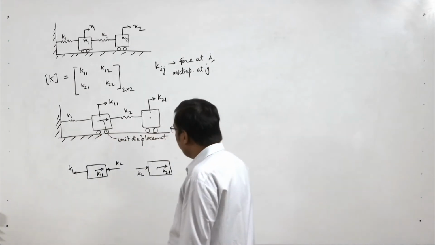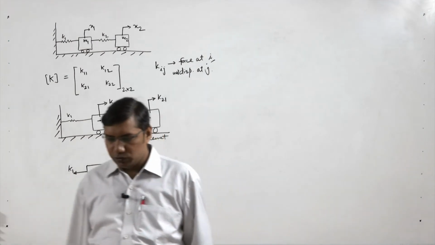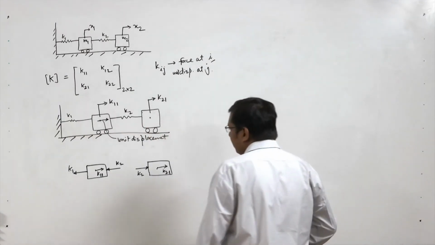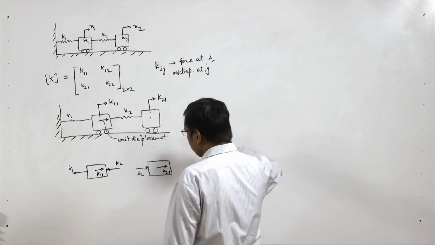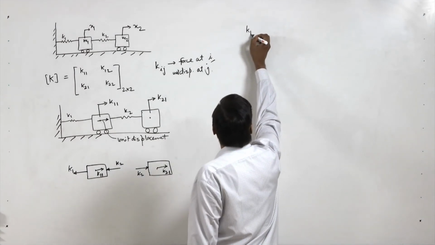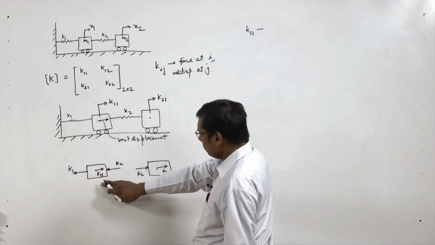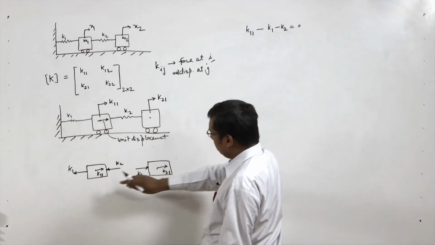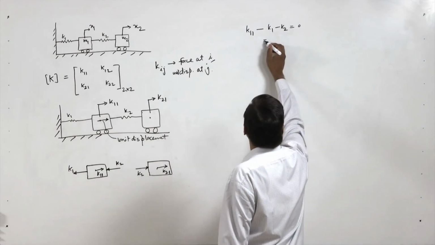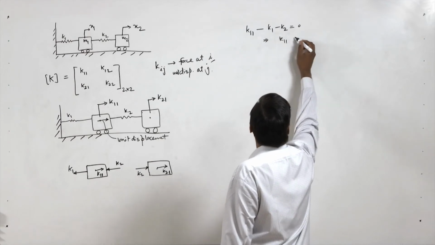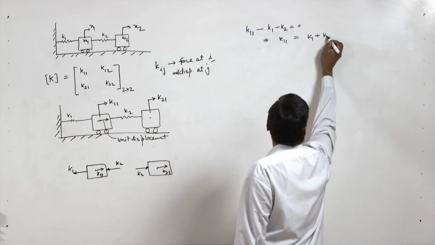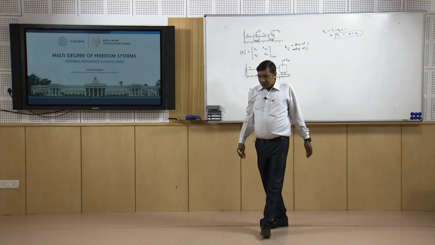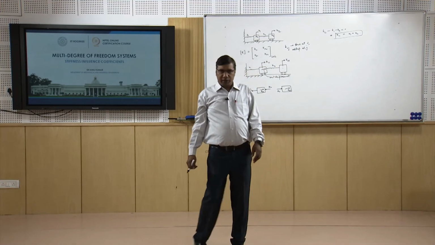So now if we write the equilibrium equations for these two free body diagrams, two masses, for this first one we will have K11 minus K1 minus K2 equal to 0. So this implies K11 equal to K1 plus K2. So this is one stiffness influence coefficient that we have obtained.